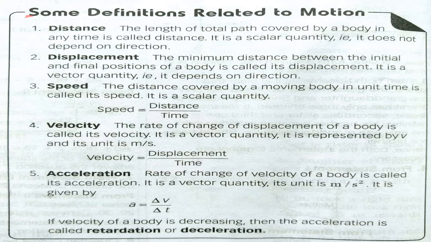Displacement. The minimum distance between the initial and final positions of a body is called its displacement. It is a vector quantity, that is, it depends on direction.